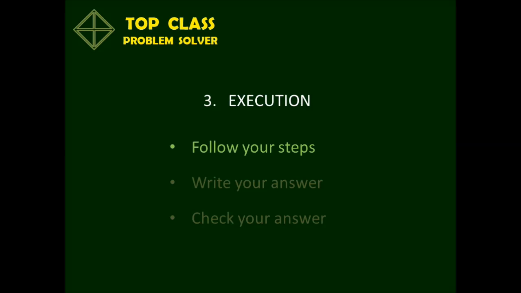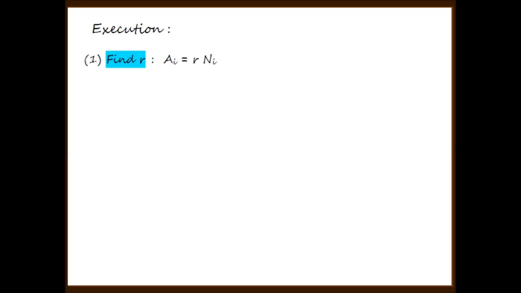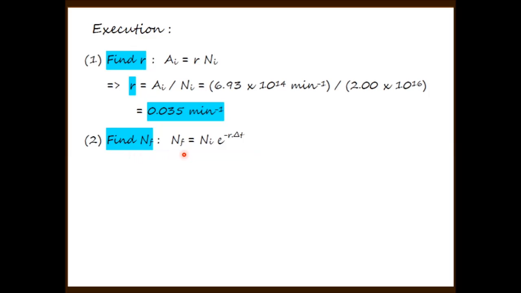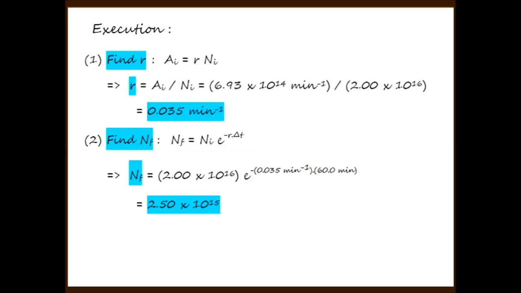The first step of the execution is to follow the steps of the action plan. From the definition of the decay rate R, the activity at any particular time is equal to the decay rate multiplied by the number of nuclei present at that time. Substituting for the values in this problem, we find that our value of R is 0.035 per minute. This is the formula for exponential decay. Using the parameters in this problem, we obtain that the final number of nuclei is 2.50 × 10^15.